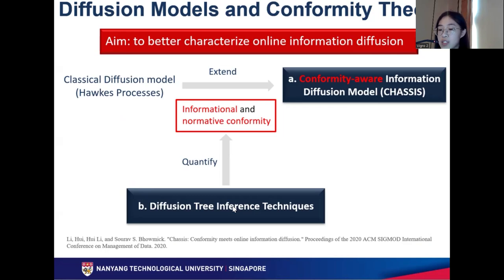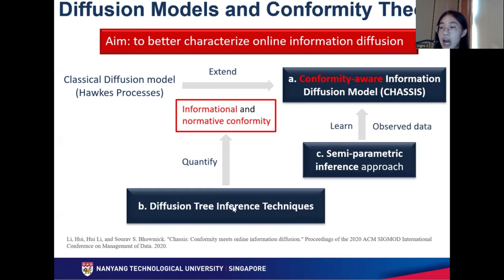After we have such a conformity-aware version of the diffusion model, this model has many unknown parameters, and we want to estimate these parameters so that we can understand the diffusion or predict the future diffusion of information. In this paper, they use a semi-parametric inference approach to learn from the observed data so they can estimate the parameters, and use the model with the parameters to do future prediction or compare with other diffusion models to see which model performs better.